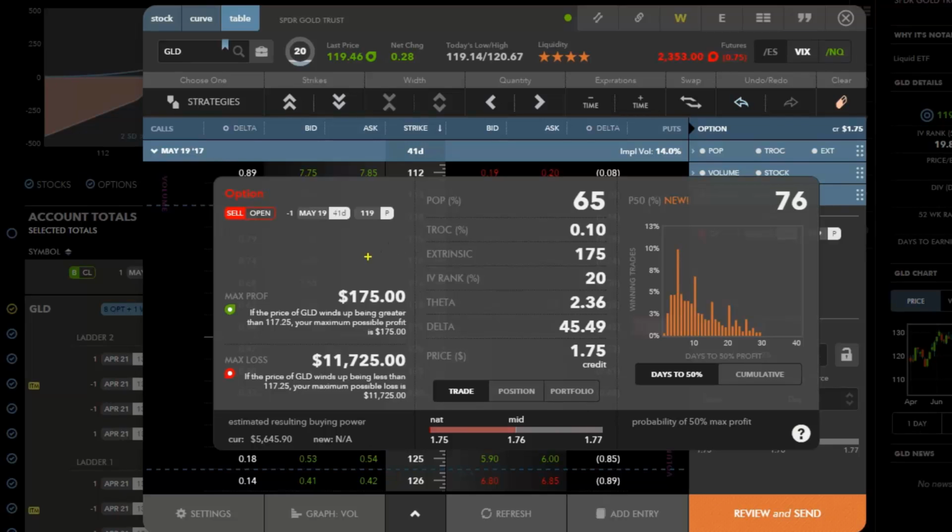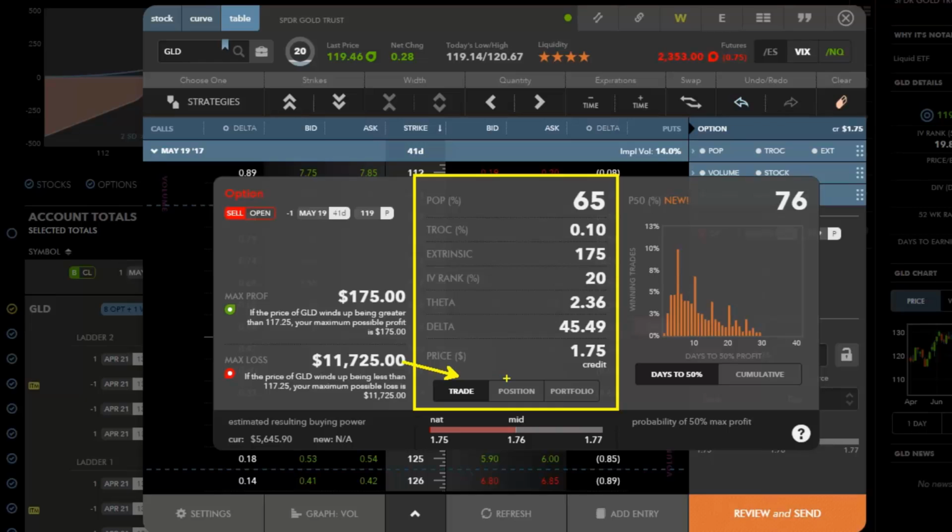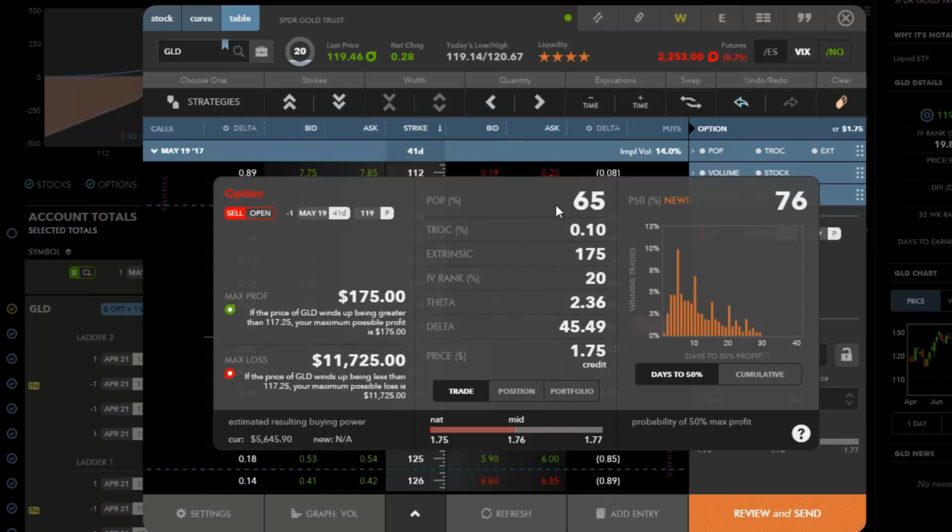Looking here, you can see obviously your max profit and your max loss, and that's pretty self-explanatory being a margin position. But what I really want to draw your attention to is this set of columns here, and the fact that there are three different tabs where you can look at this information. What you see here is your probability of making 1 penny on the trade at expiration, your theta return on capital, the extrinsic value, IV rank, theta, and delta.